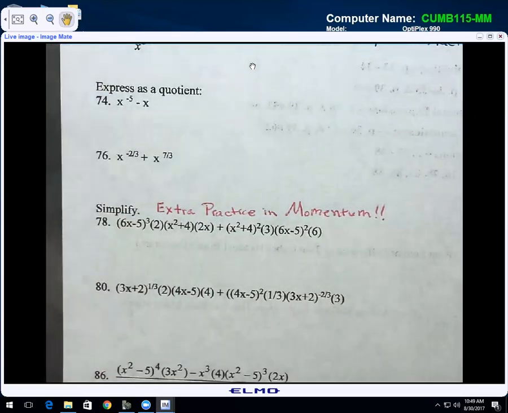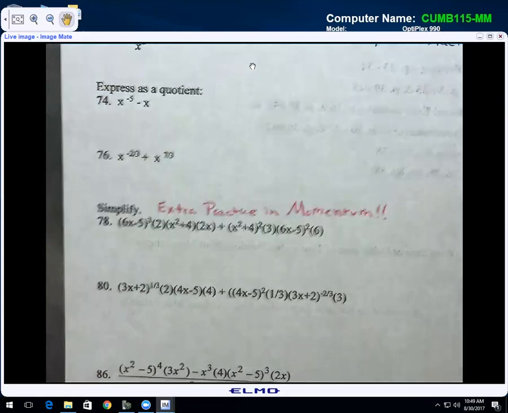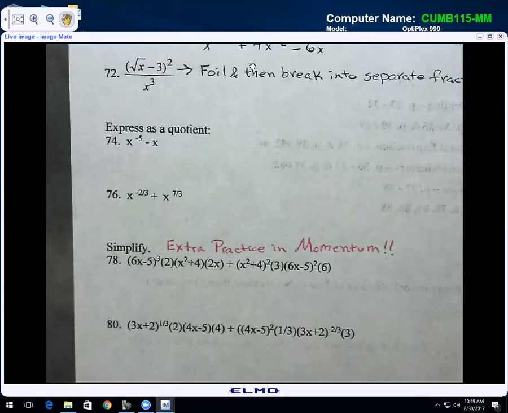74 says express as a quotient. It's doing the exact reverse of what we were doing in 70 and 72. 70 and 72, we had a quotient and we broke it into terms. 74 and 76, we have terms. We want to write it as a quotient. So we're just going the opposite direction.